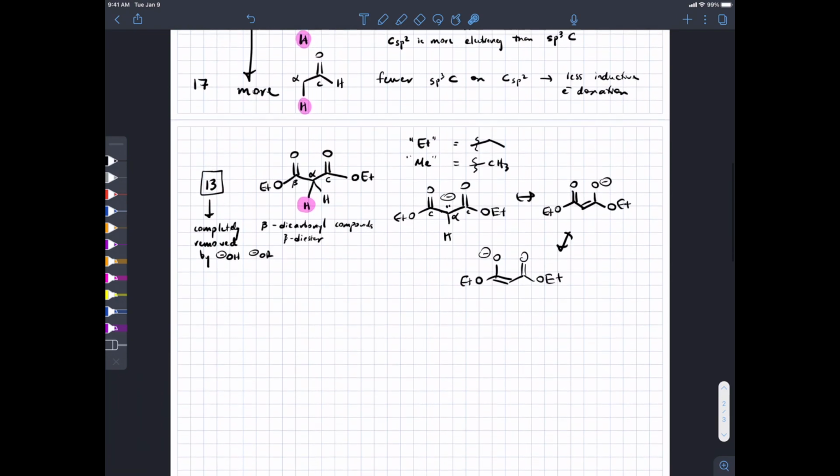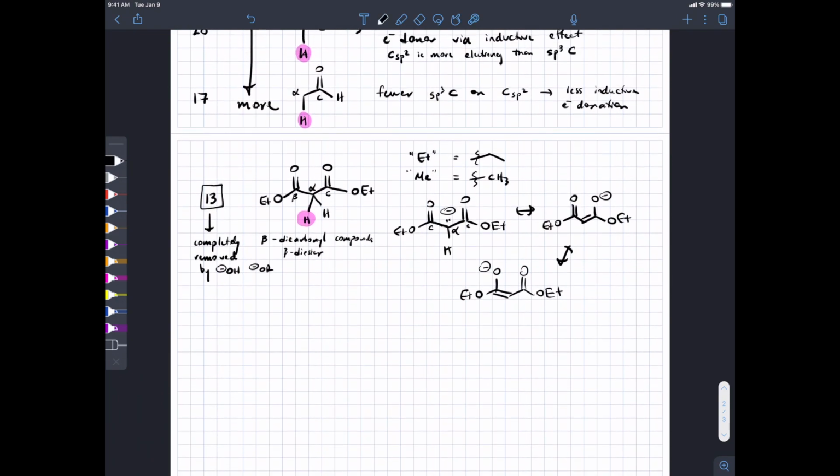And so we can continue, and the trend sort of follows. If we replace one of those two esters with a ketone, and remember, ketone carbonyls are more electron poor than ester carbonyls.